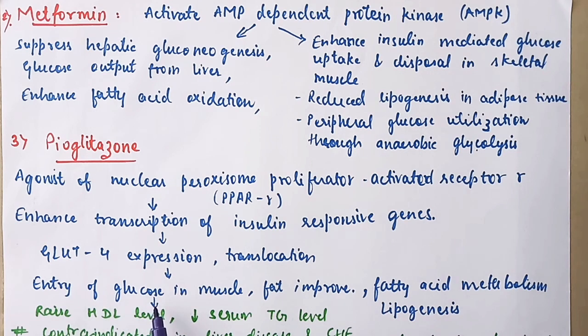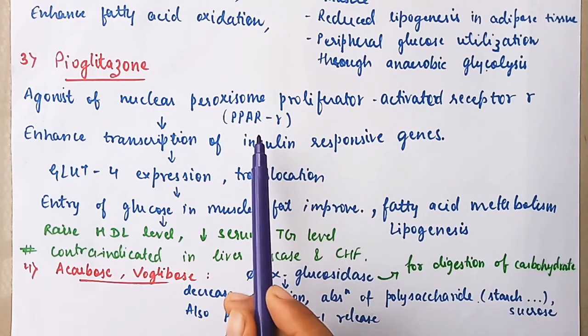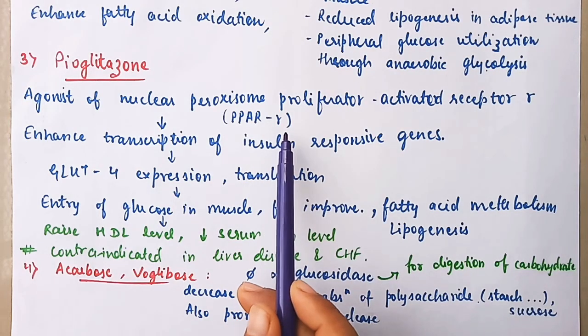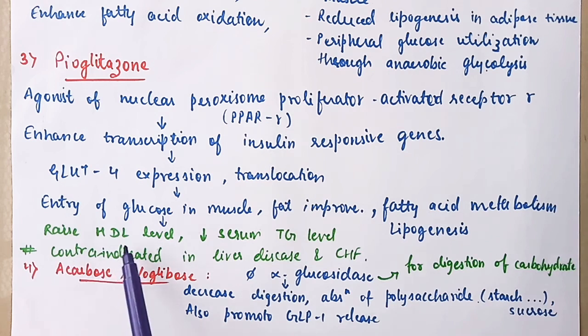The glucose enters the muscles, the level of glucose in the blood decreases, and they are responsible for fat metabolism and cause lipogenesis. PPAR is also present at various other sites. It also increases the HDL level, that is the high density lipoprotein level in the blood, as well as it decreases the TG level, that is the triglyceride level.